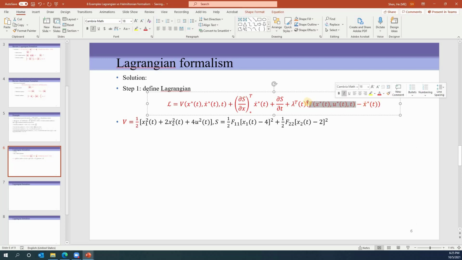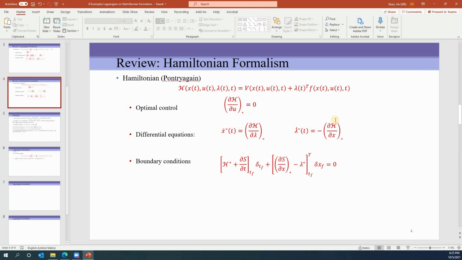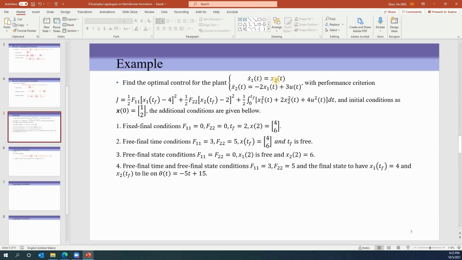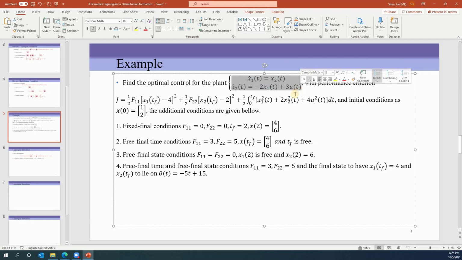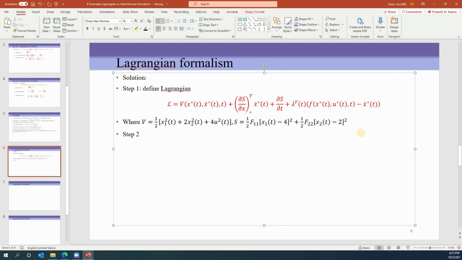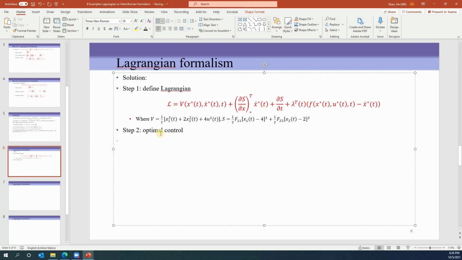And f and x dot, this is a function g. So f is given here. f has two terms: one is x2(t), the other one is negative 2 x1 plus 3u. The second step: the optimal control is obtained by partial u.